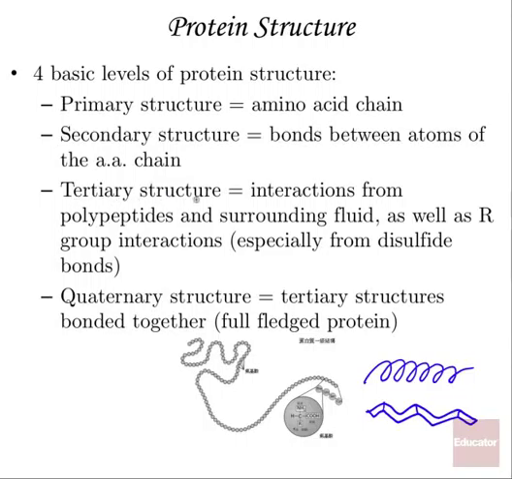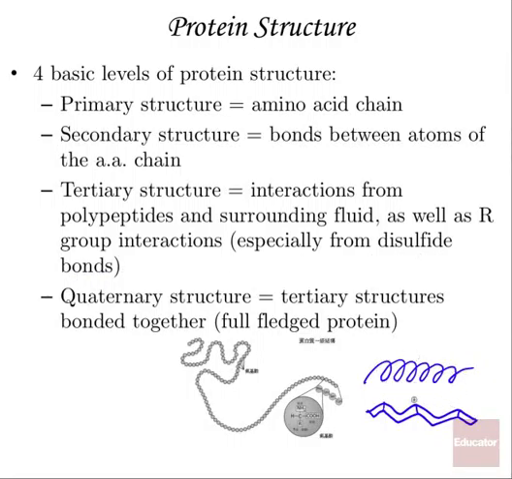secondary. Then tertiary structures. If I take a bunch of secondary structures and put them together and have them bonded and interacting in a way where it's now a bigger, more functional protein, that's how you get tertiary, the third level. So it's the interactions from the polypeptides and the surrounding fluid near it, as well as R groups. So the specific amino acid chain within the secondary structure, once you put them together, that's going to impact your tertiary structure, especially from a kind of bond called disulfide bonds or disulfide bridges.